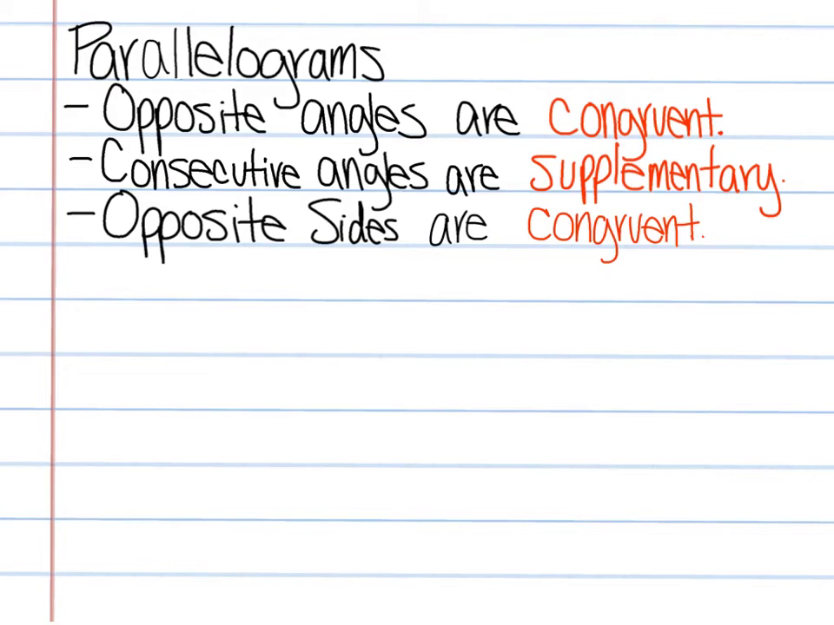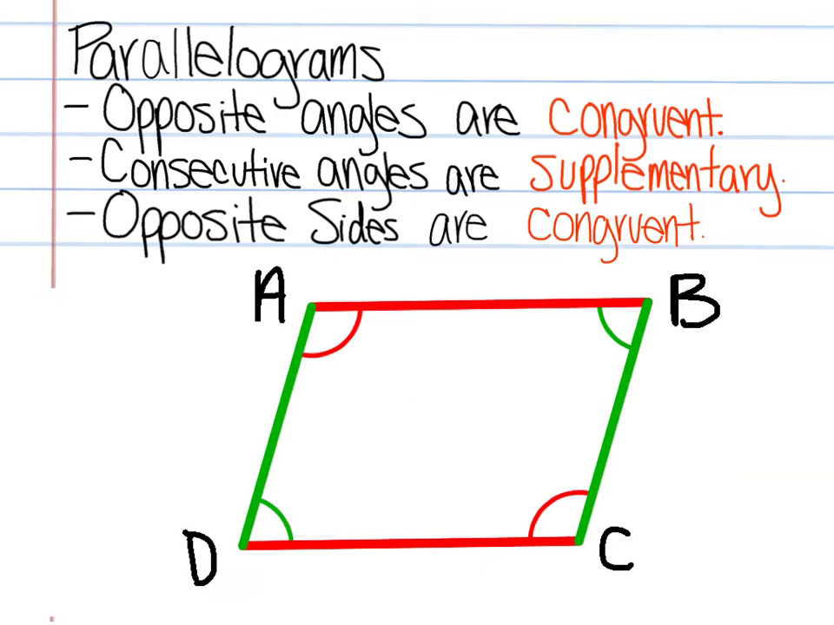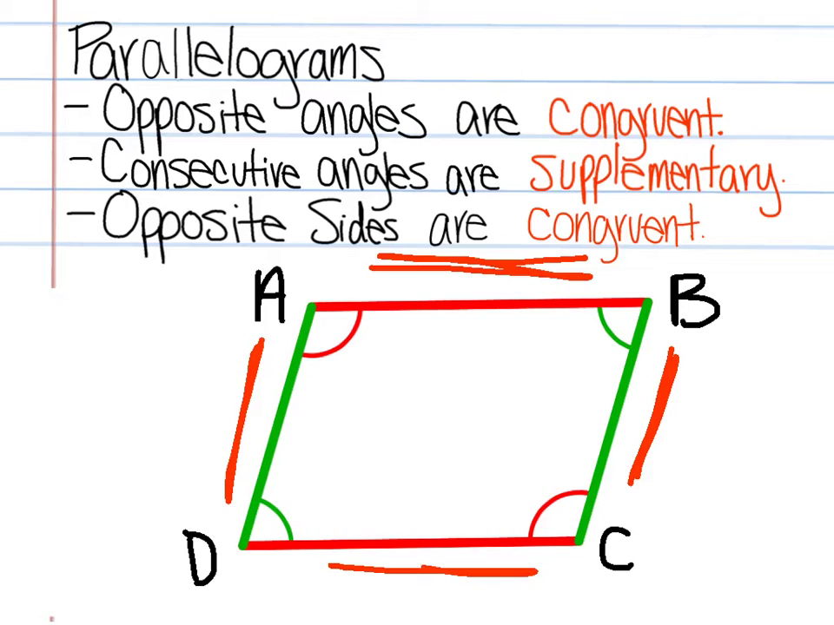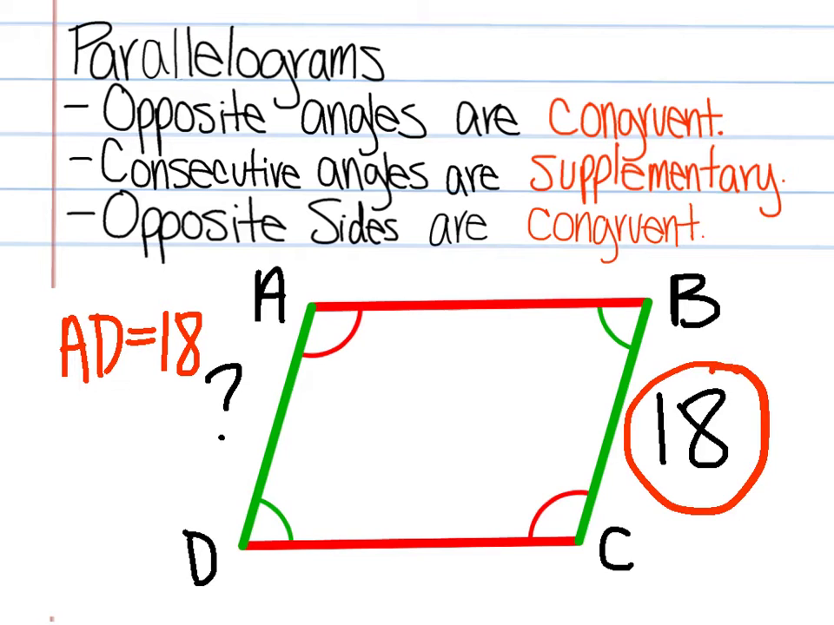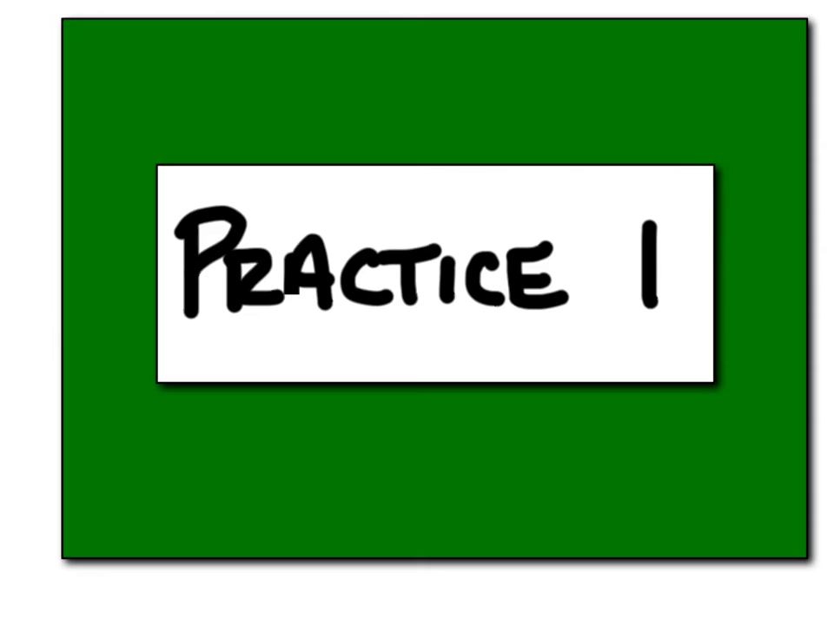Example 2. Opposite sides of parallelograms are also congruent. So that means side AD is going to be equal to side BC, and side AB is going to be equal to side DC or CD. So if BC is 18, what is the length of AD? 18. They're going to be congruent because they're opposite sides. So whatever the measure of this side is, it's going to be the same as this side.